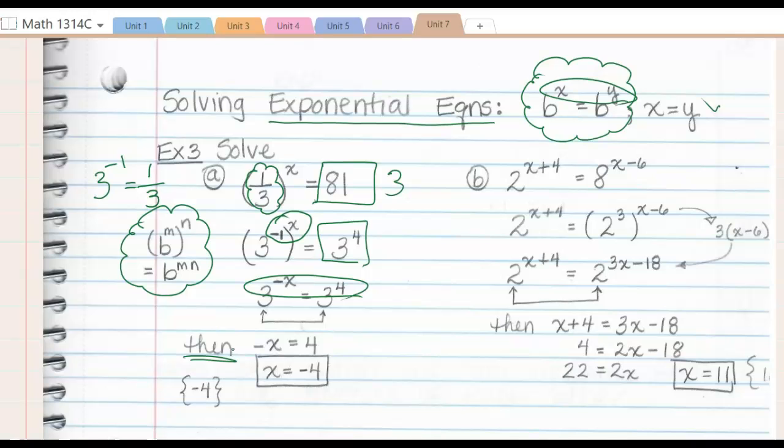And again, we can probably put this in a calculator: put 1/3 like this in our calculator, and then raise it to the power of negative 4, and we should see that it gives us 81.